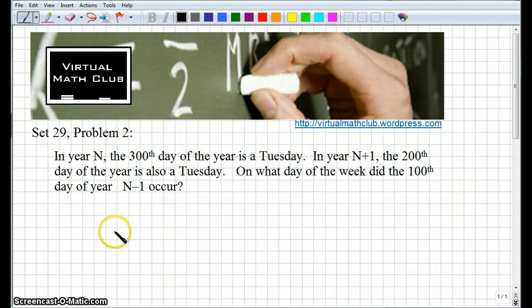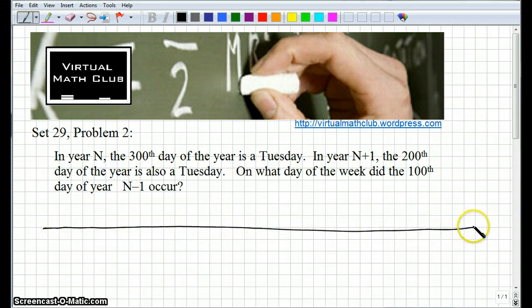So if you got this one, you're doing great. Let me give you a hint. My hint to you would be to look at this on a timeline. Okay, so I'm going to draw a timeline here across the screen.